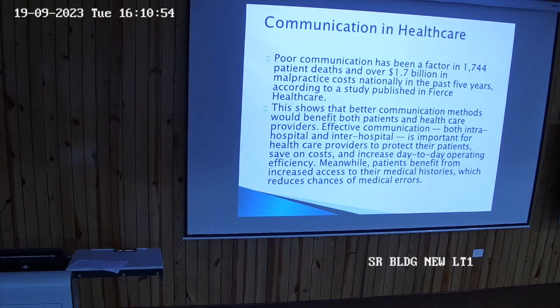So it is not only necessary to save the lives of the patients, but the other important factors affected by poor communication within the healthcare sector are: first, patient safety; second, saving of costs; and third, increased day-to-day operating efficiency. So these three things are the important factors in the healthcare sector which are affected by the lack of communication skills between healthcare personnel. Meanwhile, patients benefit from increased access to their medical histories, which reduces chances of medical errors.